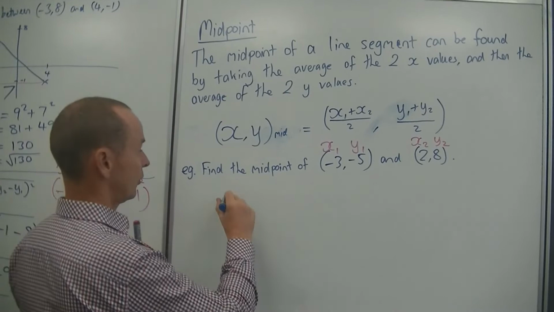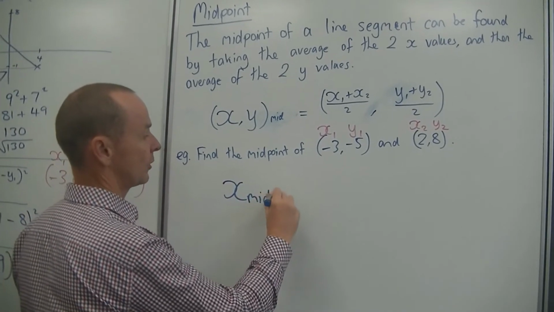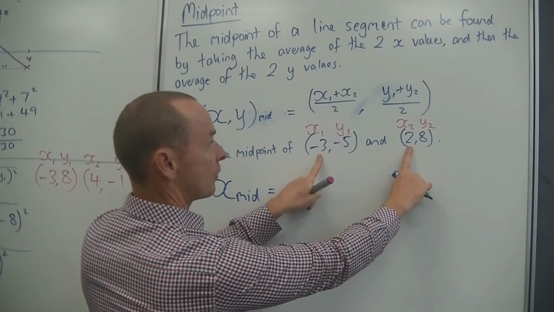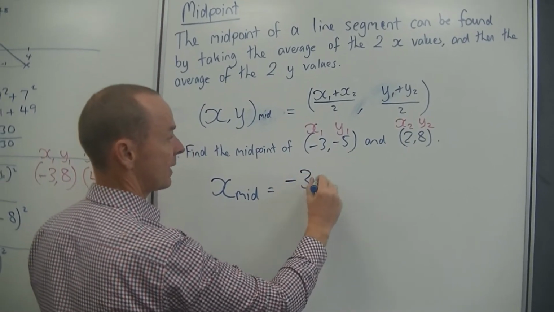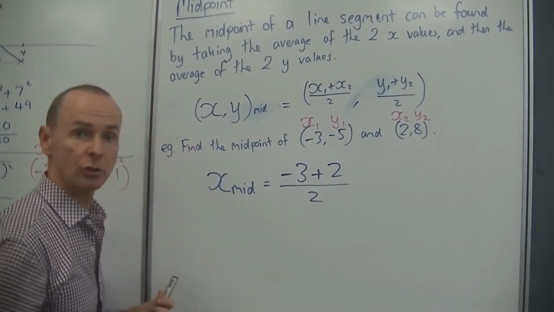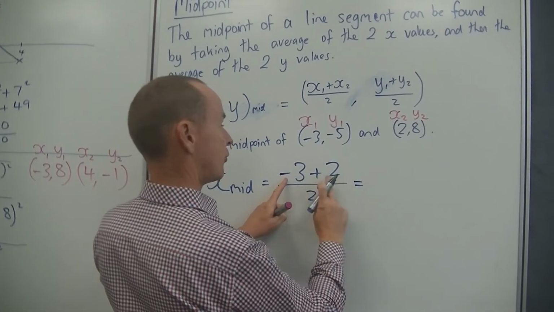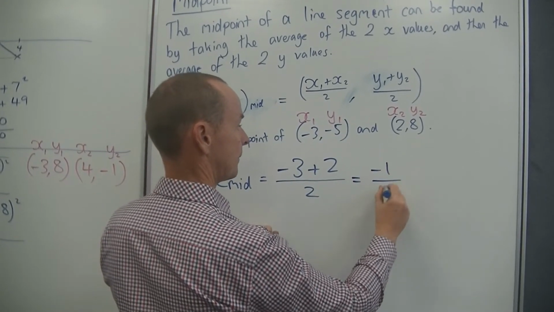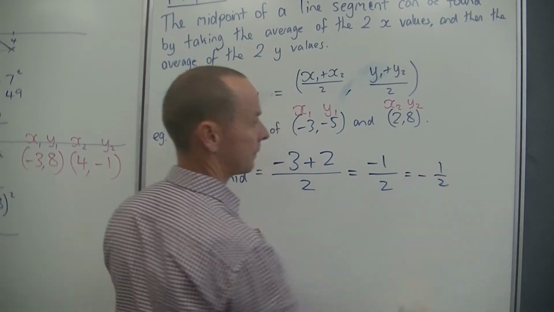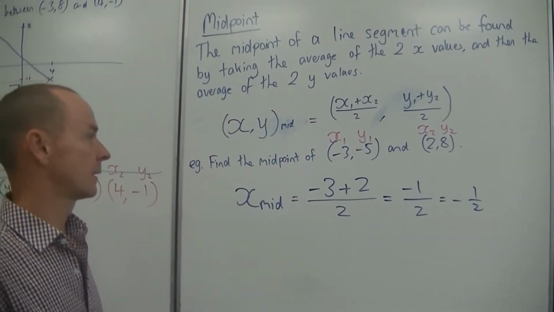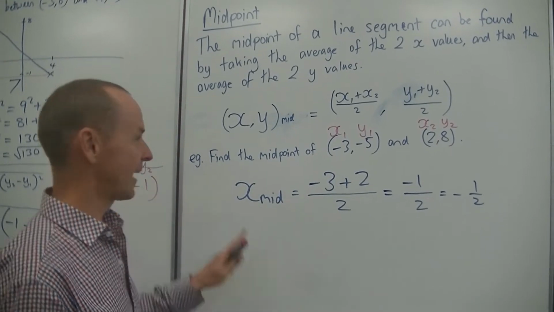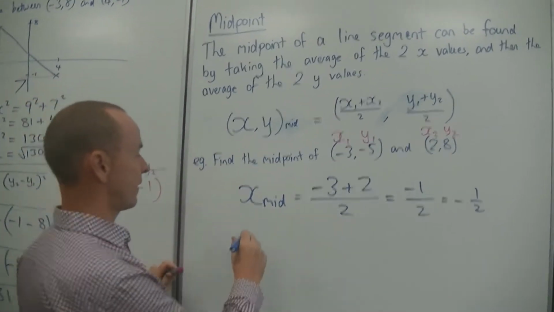So, to find the x midpoint, we're doing one at a time. The x midpoint can be found by taking an average of those 2 values. So we've got minus 3 and we've got 2. Minus 3 plus 2, and you divide it by 2 to take an average. Minus 3 plus 2 is minus 1 over 2, and that's the same as minus a half. You just put the minus at the front. Okay, so that's the x midpoint value.